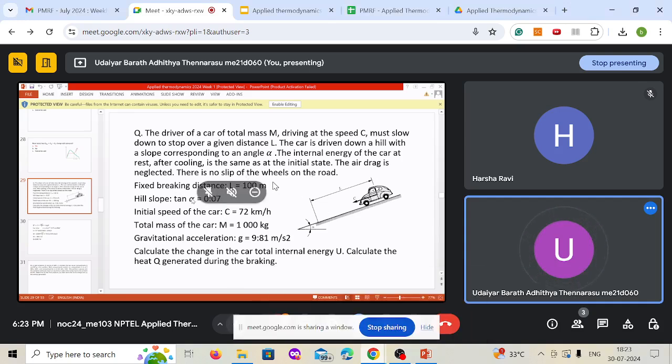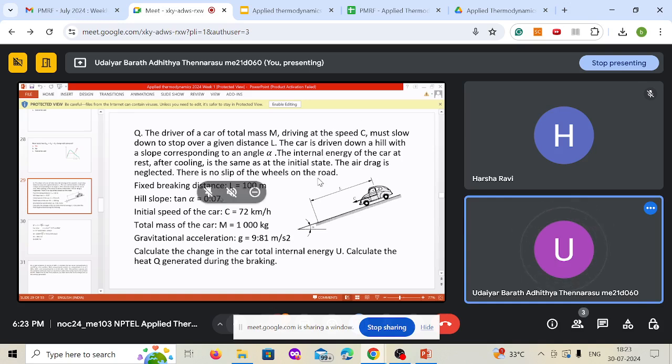So the question is, the driver of a car of total mass m driving at the speed c must slow down to stop over a given distance l. The car is driven down a hill with a slope corresponding to an angle alpha. The internal energy of the car at rest after cooling is the same as at the initial state. The air drag is neglected. There is no slip on the wheels on the road.